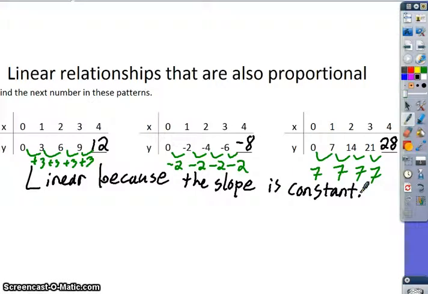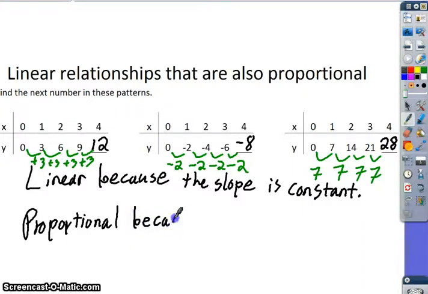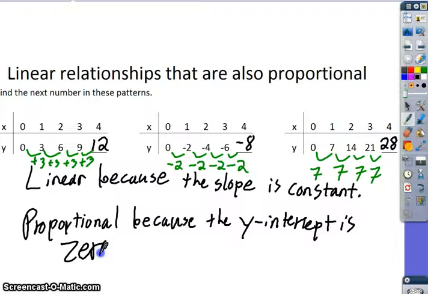It's also proportional. Now, all of you should be able to tell me this. Tell your partner right now, how do you know that this is proportional? Hisham, why is it also proportional? Because the y-intercept is 0. Exactly, because the y-intercept is 0. I'll give you a minute to write that down.